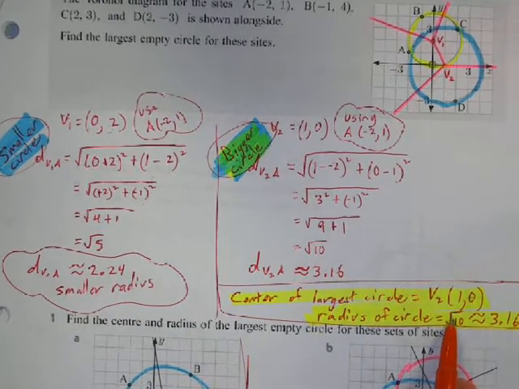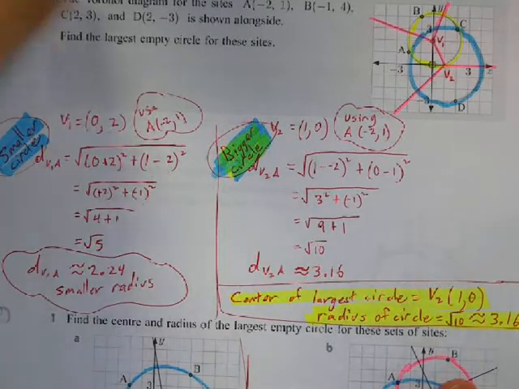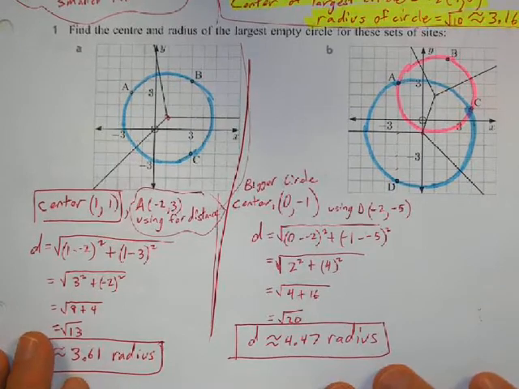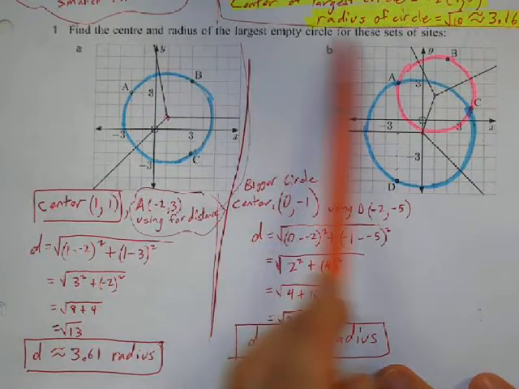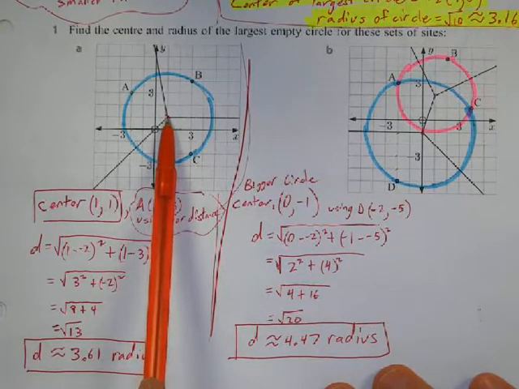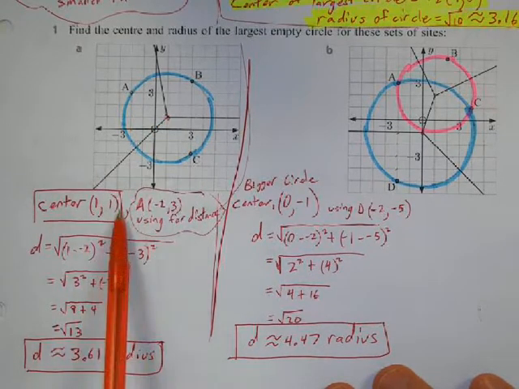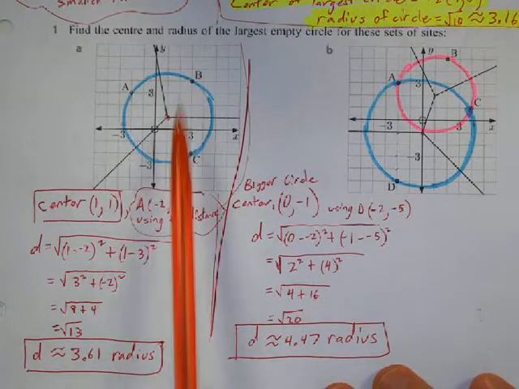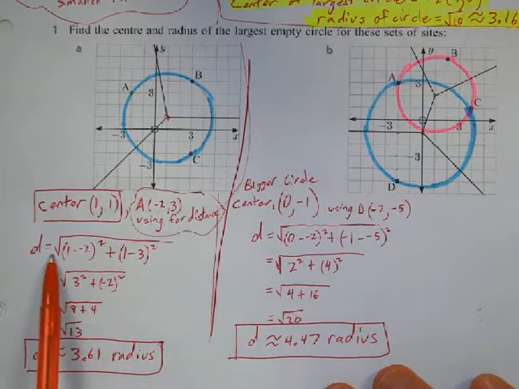Hit pause if you need to look at this some more. Okay. Hit pause if you need to look at this part more too. So find the center and the radius of the largest empty circle. So the center is always where the vertex meets. Here it's at 1, 1.